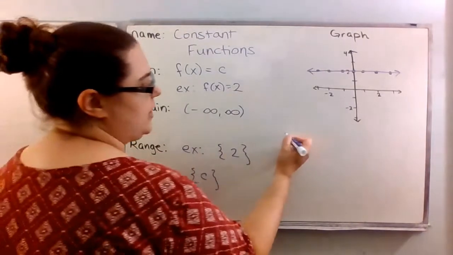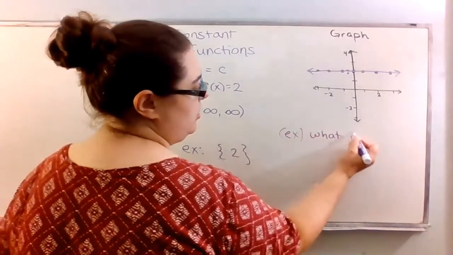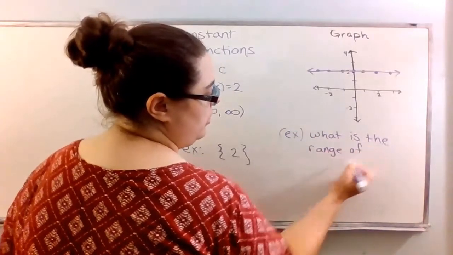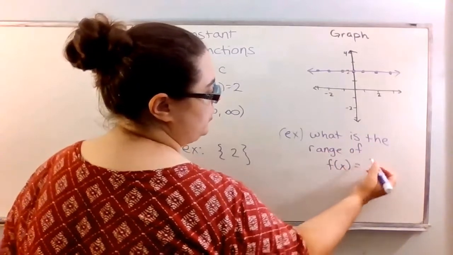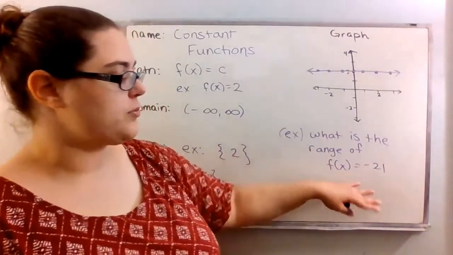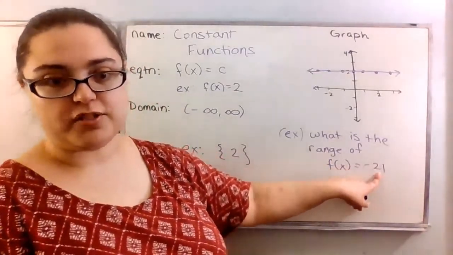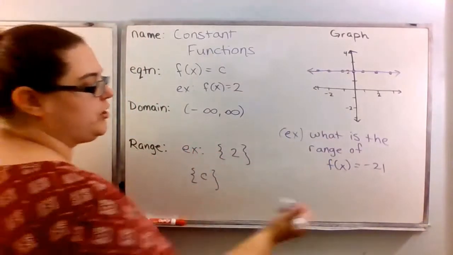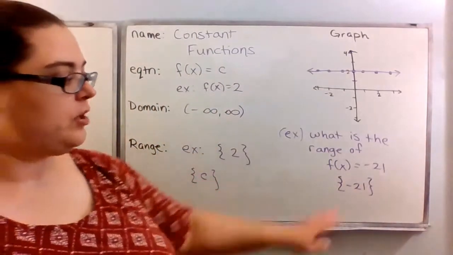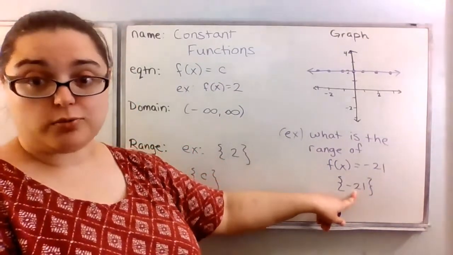As a real quick side example, if I were to say, what is the range of f of x equals -21, you would identify this as a constant function because we have f of x equaling a constant value. In this case, -21 is playing the role of c. So for the range, you would have negative 21 as the range of that function. Since negative 21 is playing the role of c, it gets to play the role of c in the range as well.